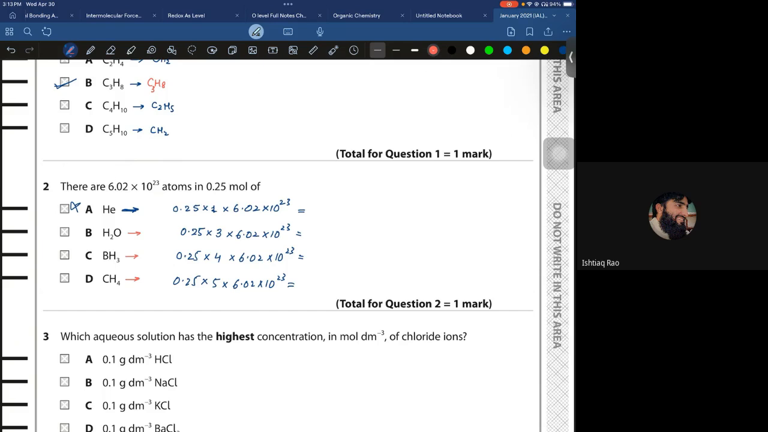In option A, you would be getting this one, if I'm not wrong. For option B, you would be getting 4.52 exponent 23. And what's the answer for option C? This one. And for option D, this one. Option C is correct, because in this option I'm getting this many atoms.